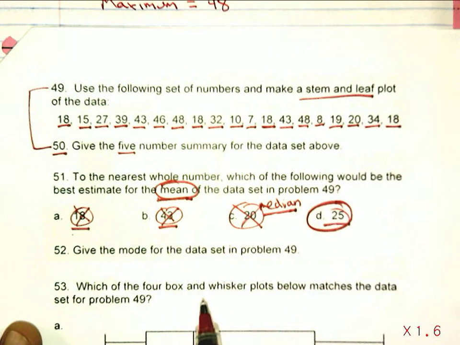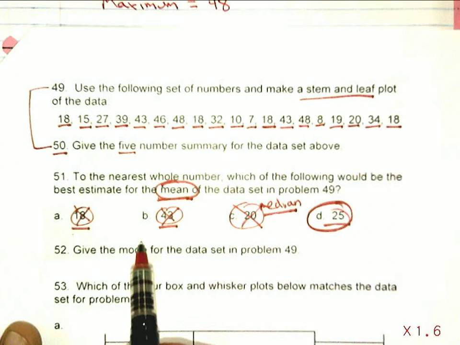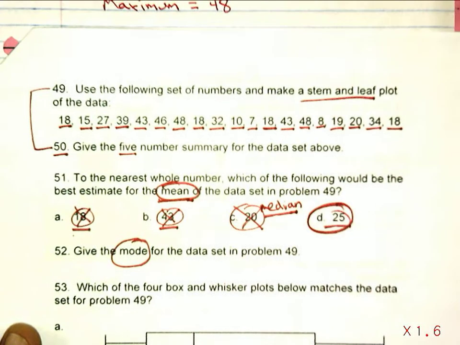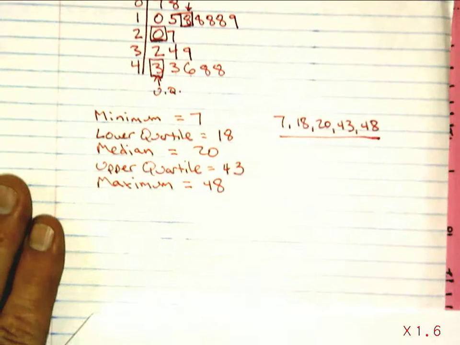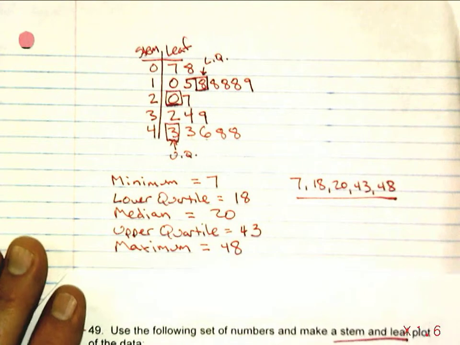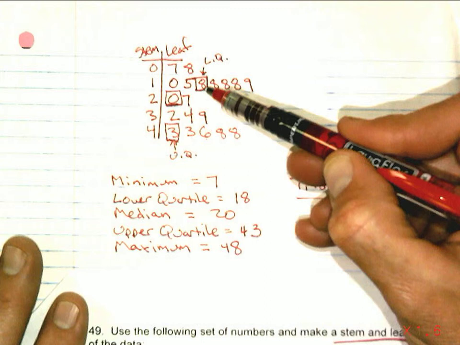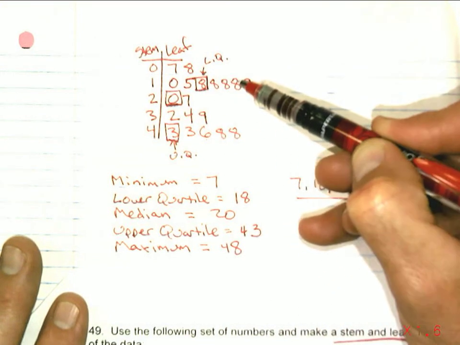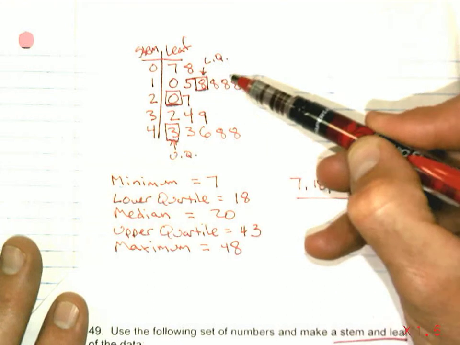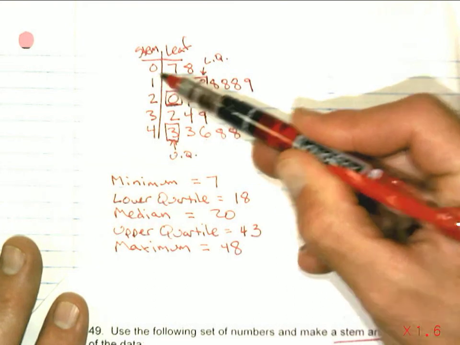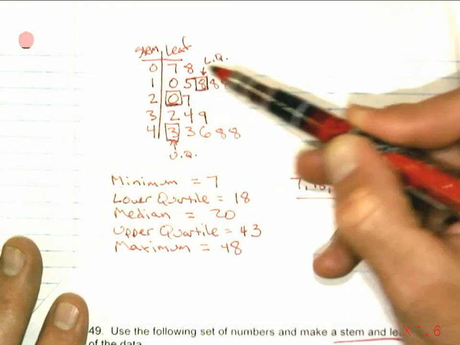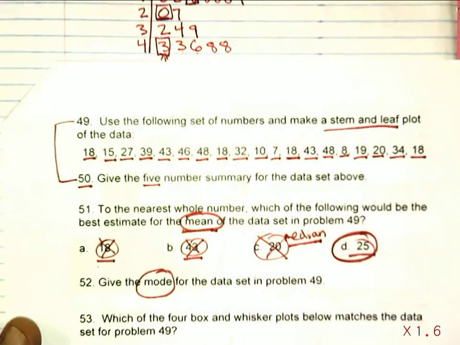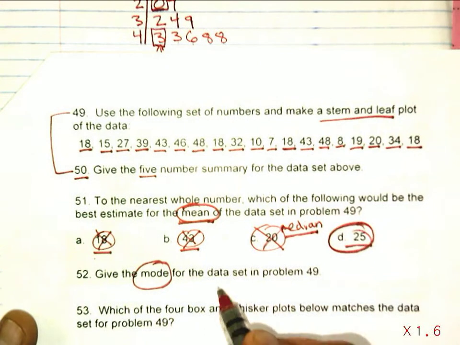So in question number 52, we're asked for the mode, and the mode is the most common number in the data set. And so if we look back at our stem and leaf plot, you can see that the most common number is 18, which appears 4 times in the data set, more than any other number in the data set. And so whatever number appears the most is the mode. So 18 is the mode of this data.